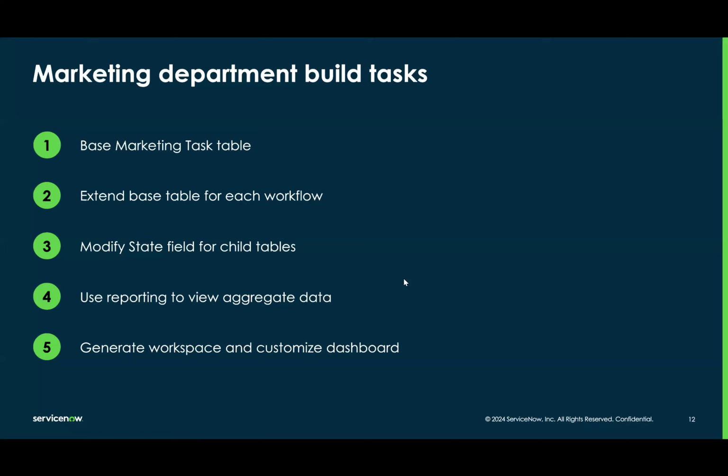And so what we're going to do, though, is create that intermediate table, that parent table for all of our marketing tasks. Then we're going to extend it for each of the workflows for the requests, inquiries, and issues. And then just to demonstrate this example, we're going to modify the state field. And so, to me, that's really important because, and you'll see, what this allows us to do is introduce different states that are specific to these different workflows.